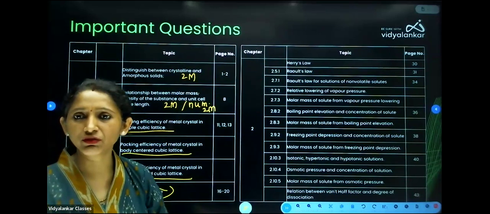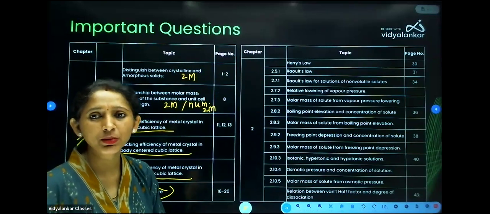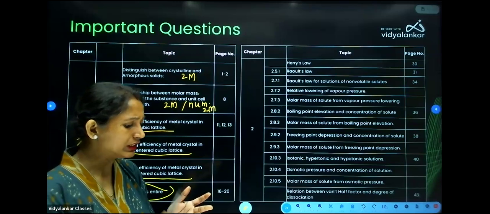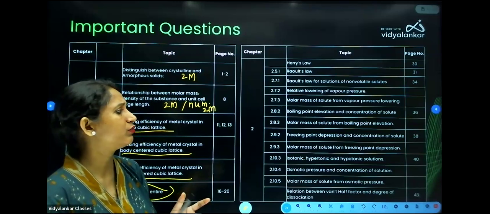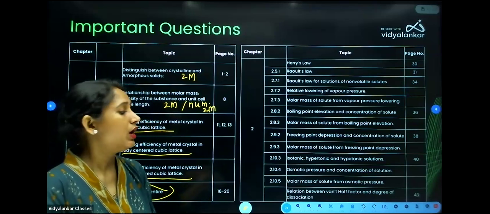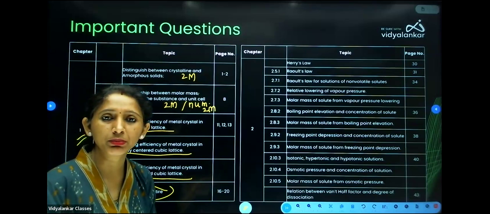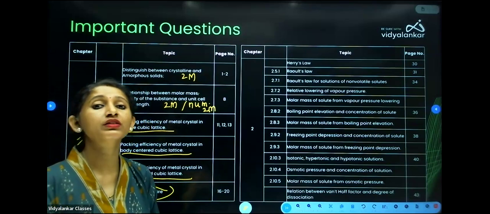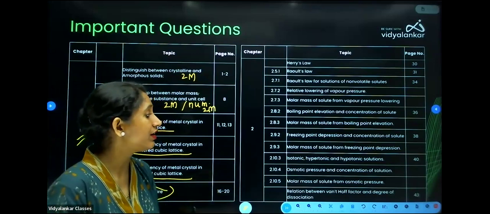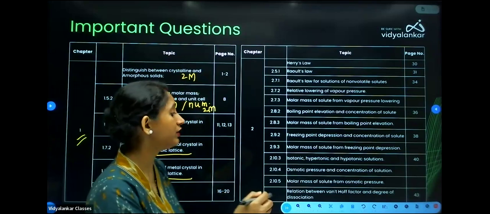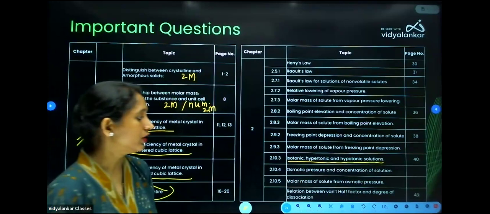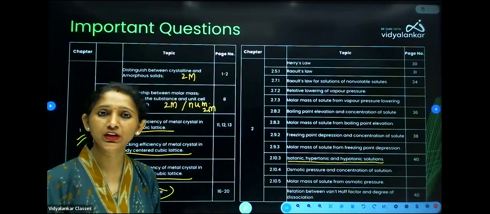Then there are many definitions in the chapter. Colligative property definition is there. After that, what is elevation of boiling point, what is depression of freezing point, what is lowering of vapor pressure. After that, what is osmotic pressure, what is osmosis, what is reverse osmosis, what is the condition required for reverse osmosis. Then there are very important definitions of the chapter: isotonic, hypertonic and hypotonic solutions. So do not skip any of the definitions as well.